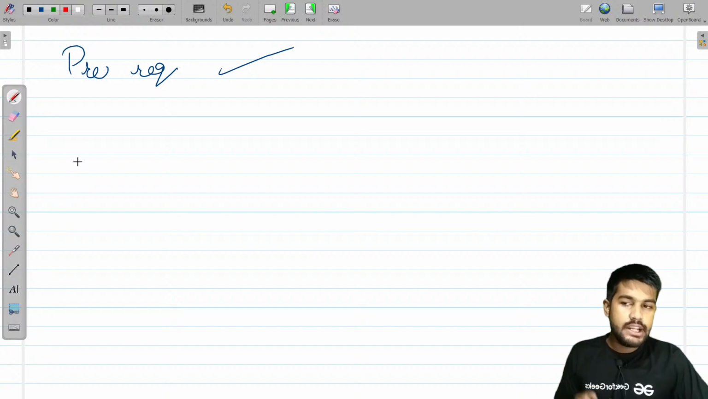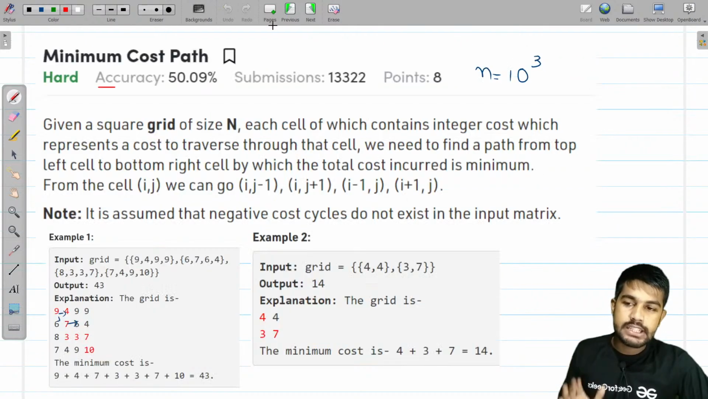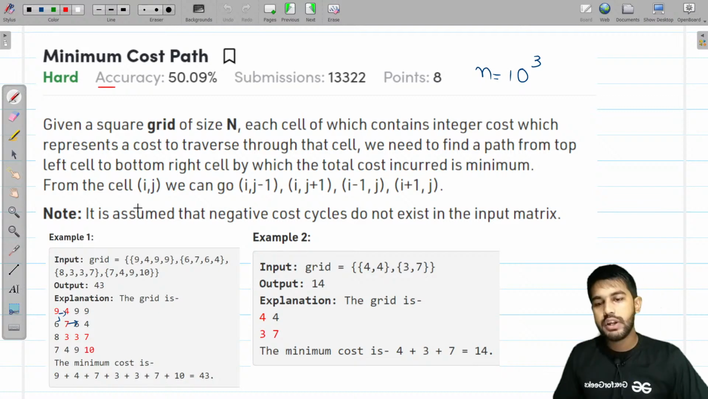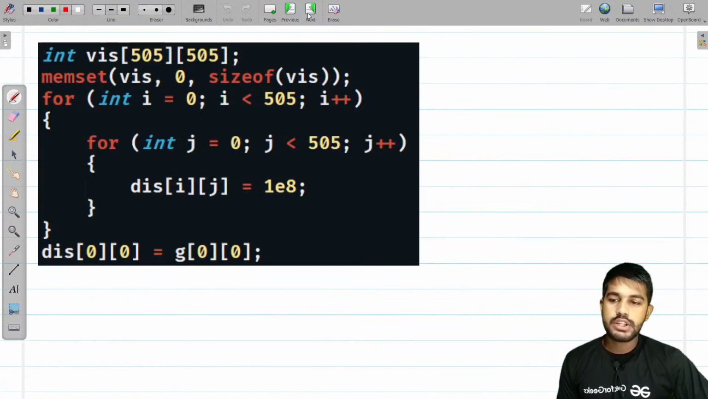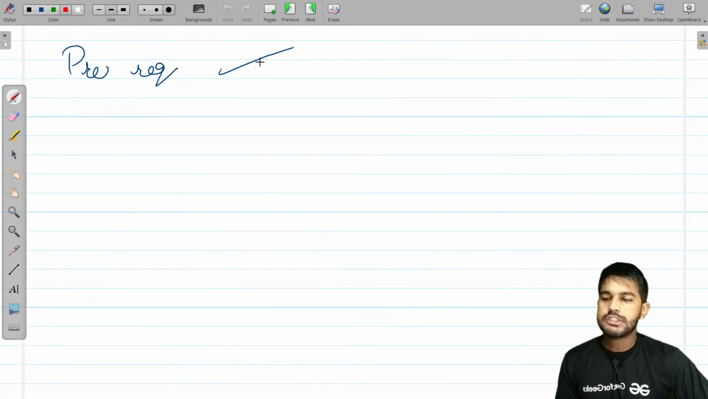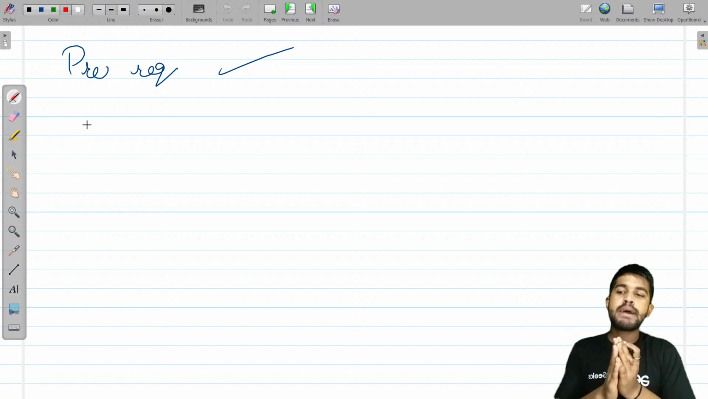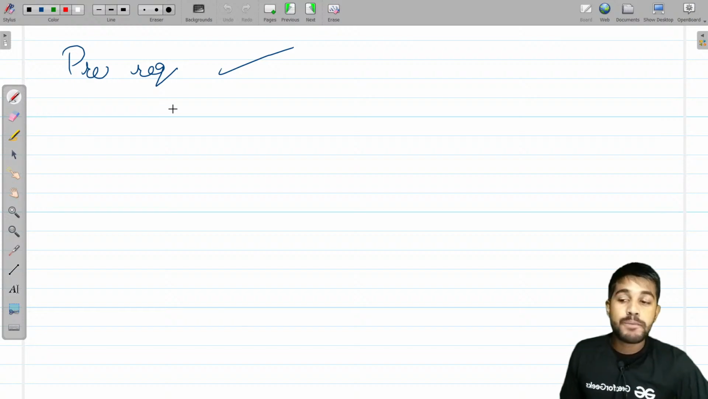Now we would try to implement Dijkstra on this question to solve this kind of question. Good to go. Moving forward. The first thing Dijkstra tells us is that we would be initializing the distance with the maximum possible, and then we would be relaxing it.